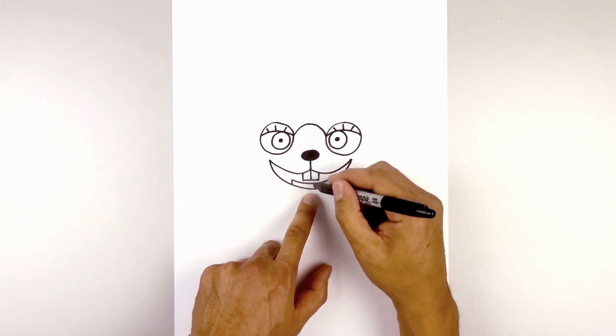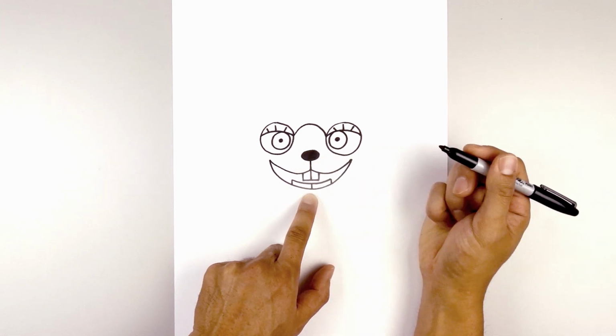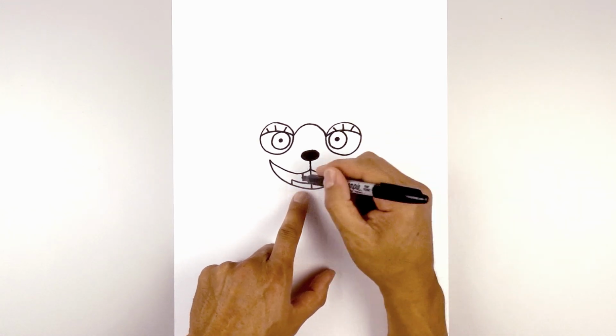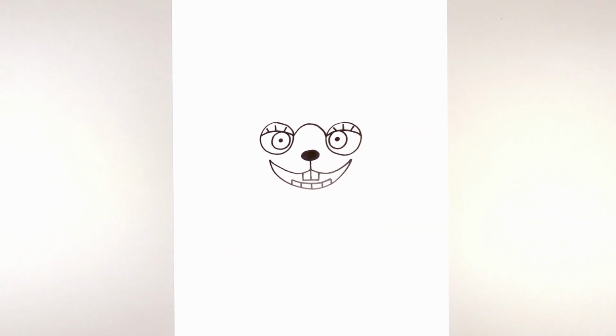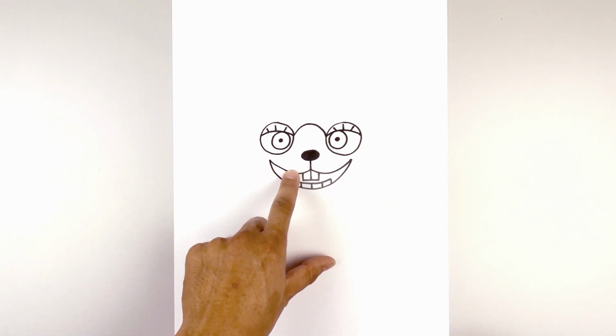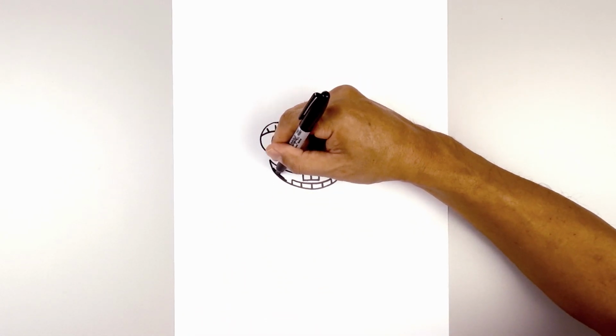Let's separate out the teeth. Start by drawing a straight line down the center, and we're going to split the sides in half. One on the left and one on the right. Let's go back in and fill the inside of the mouth in black.